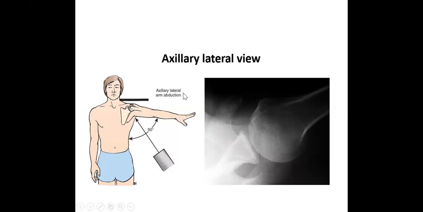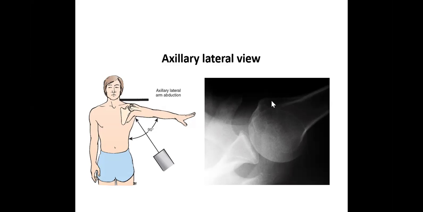This is the axillary lateral view. Abduction of 70 to 90 degrees is acceptable for the patient. So if there is 70 to 90 degrees of abduction, then after the abduction, the X-ray beam is directed through the axillary region, and the result will be like this.